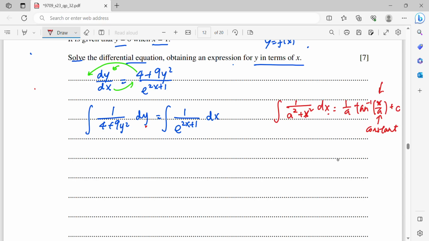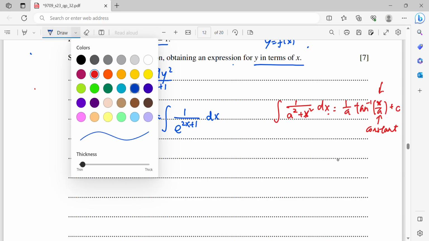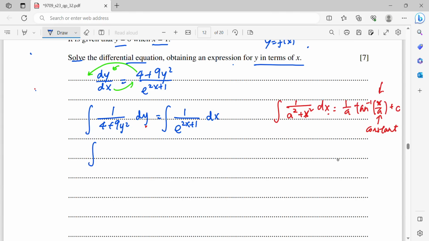But now you have 9y squared, means that you can factorize 9. So I will factorize 9, it will be 9 bracket, I will factorize 9 from both terms. It will be 4 over 9 plus y squared dy. And then for the right hand side, I will move up the e.